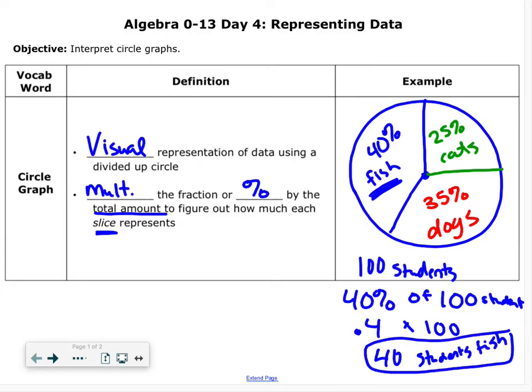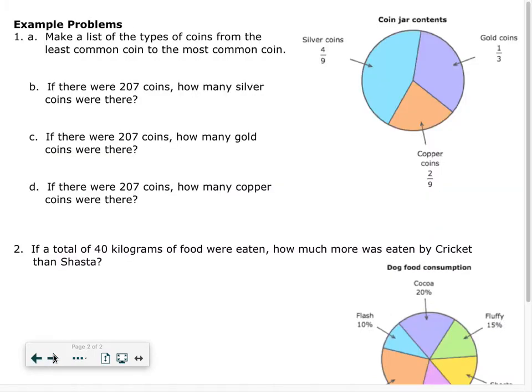Okay, so let's take a look at some examples here. Make a list of the least common coin to the most common coin. So we just look here. The largest slice is going to be the silver coins. So we want from the least to the most, so we're going to put silver coins at the end. The smallest piece is going to be the 2/9, the copper one. So copper will be first, gold would be second, and then silver would be last.